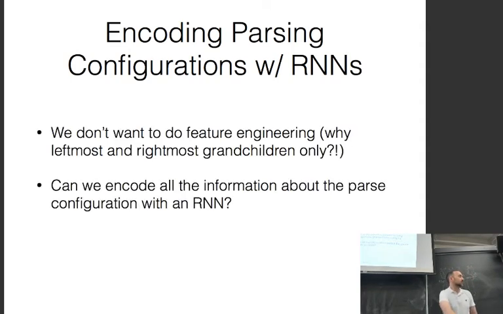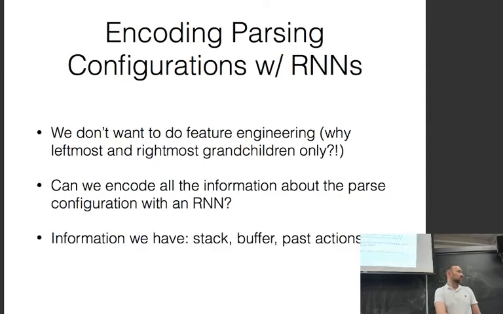So the way it does this is by, instead of engineering features, it tries to encode everything with a recurrent neural network. And the information that we have to encode is the stack and the buffer. One thing that was not used in the previous work is whether we just did a shift, just did a reduce, just did a reduce left, or just did a reduce right. So the previous work didn't directly use the action history in its calculation. So this one can also use the history of past actions.